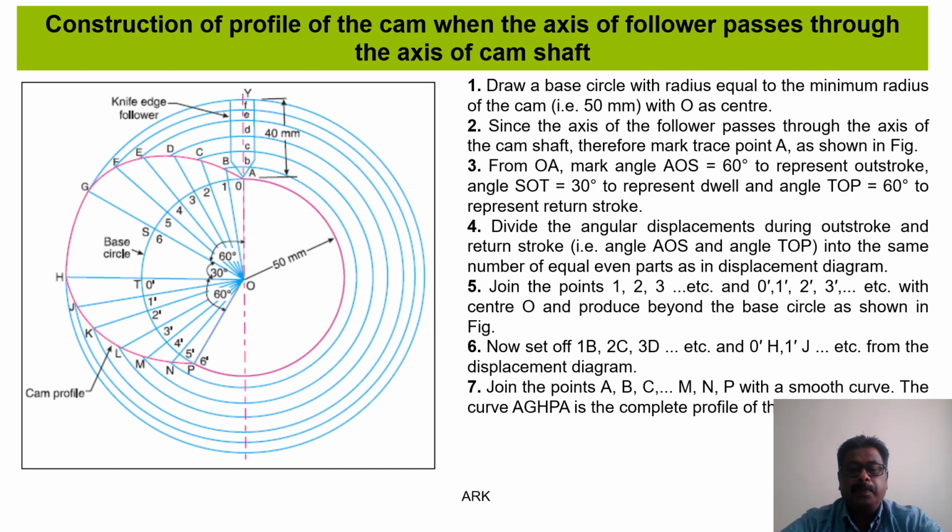Now set up 1B, 2C, 3D, etc. and O'H, 1'J, etc. from the displacement diagram. Join the points A, B, C, D, up to P with a smooth curve. The curve AGHPA is the complete profile of the given cam.